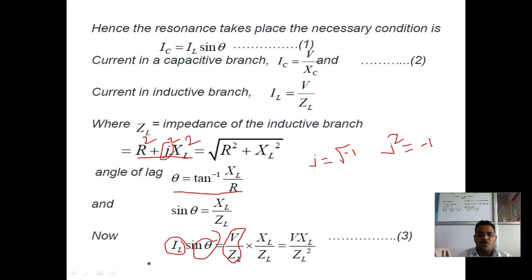This is the equation for IL, and here we have to substitute the value. Sin theta is equal to XL upon ZL, so this value will be substituted here. So V into XL upon ZL into ZL gives ZL square. So IL sin theta is given by V into XL upon ZL square, where ZL is the load impedance.